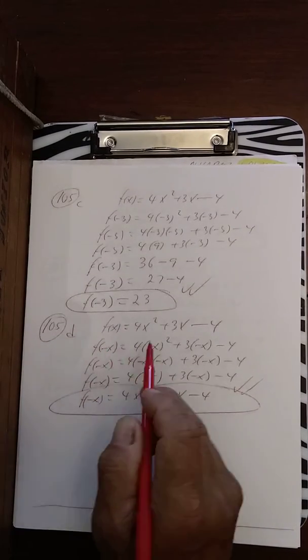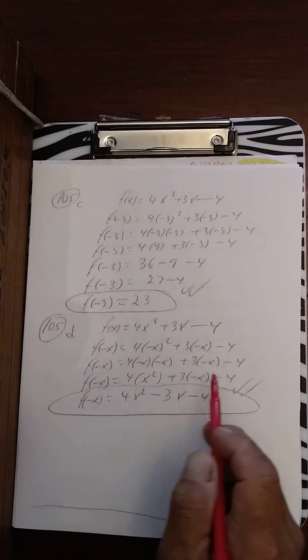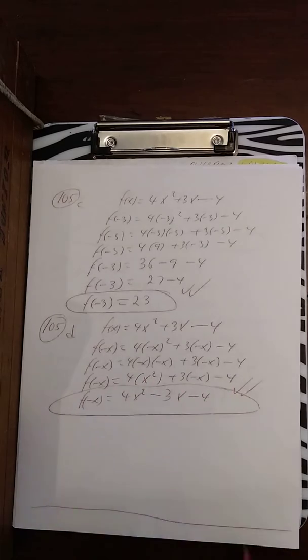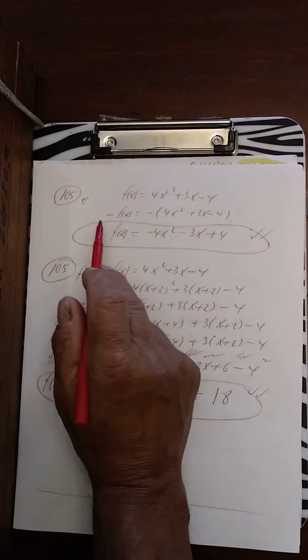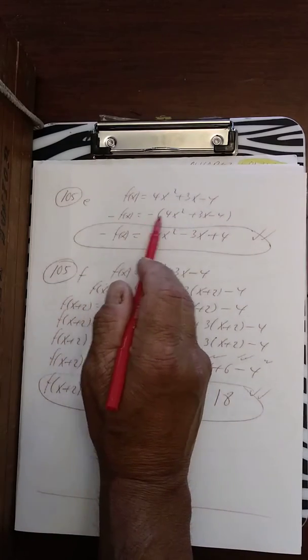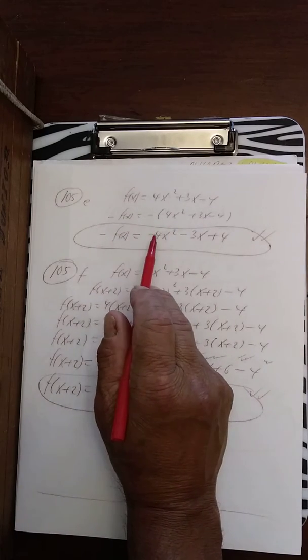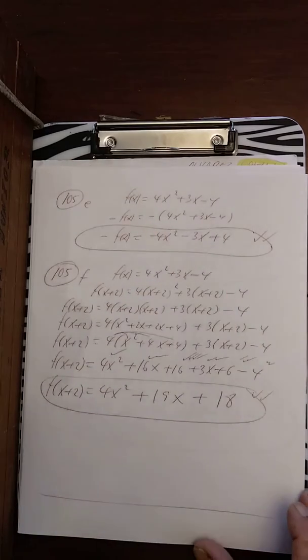f of negative x. So where there is an x, put a negative x. X right there, right there. So negative x and negative x, positive x squared. And 4 times that is 4x squared. Minus 3x and then minus 4. Negative of the other function, so negative this is negative that. Distribute the negative over everything. So negative f of x is negative 4x squared, negative 3x, and negative negative is positive.